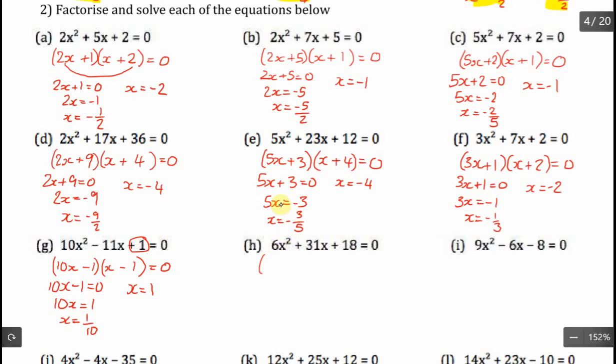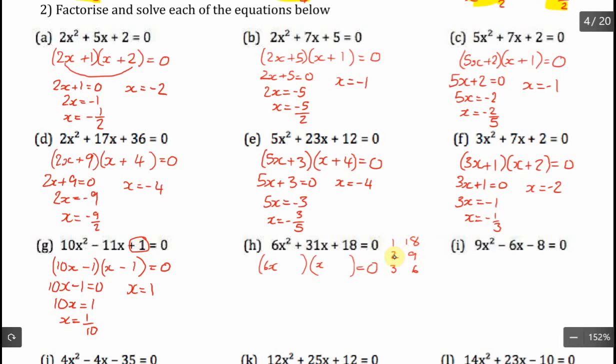Now I know it could be 6x and 1x. I'm going to think ahead a little bit. It could also be 2x and 3x. Now I need my numbers to times together to make 18. So my options are 1 and 18, 2 and 9, 3 and 6, and that's it. Now if it was 6x and x, one of those numbers would get times by 6, the other by 1, and I need to make 31. So it's not going to be this first pair.